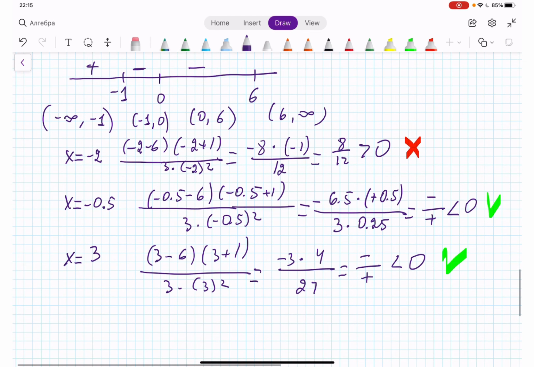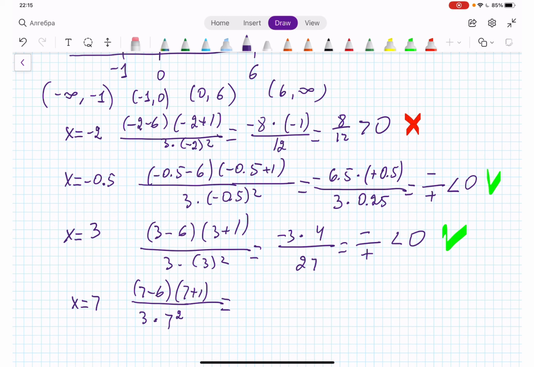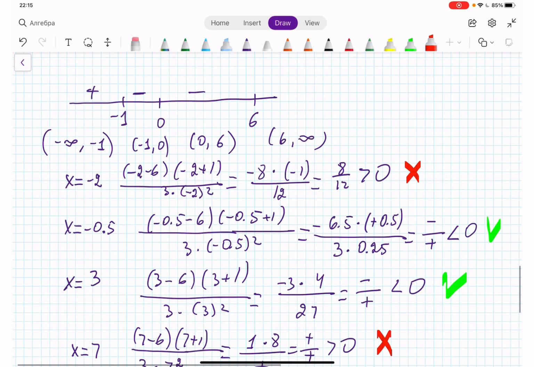And lastly, we are checking between 6 and infinity, which is going to take, let's say, 7. Okay, so if we take 7, we get 7 minus 6, 7 plus 1, and then 3 times 7 squared, equal 1 times 8. So 7 squared is 49, and whatever it is, it's positive. So we are getting here positive over positive, which is greater than 0, and red color because it doesn't satisfy, so it's going to be positive.